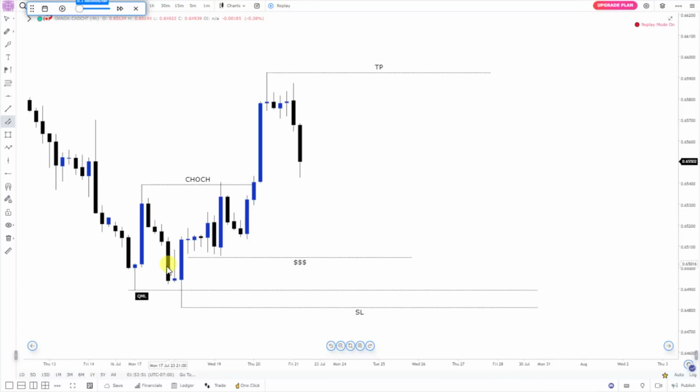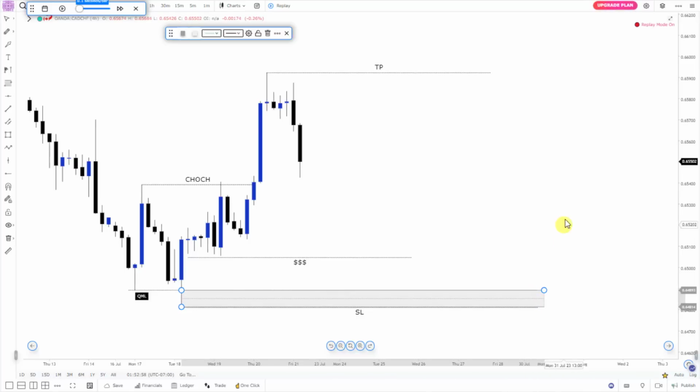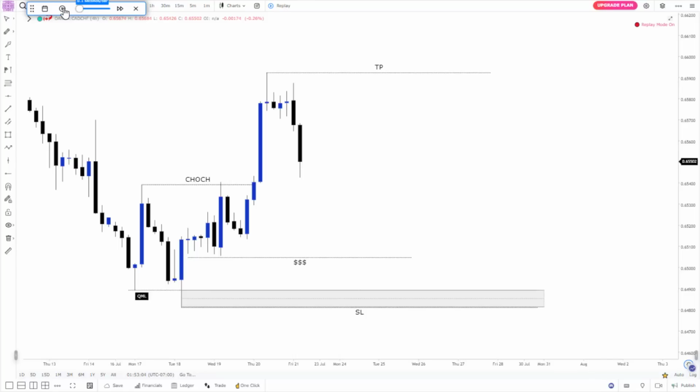If you want to make it look good, you can actually use this box to mark it out instead of using a lot of lines that might actually confuse you. So this is the simple setup and this is what it looks like. So let's play price forward and see what we have. And you see price moves to take this particular high, which we see as our take profit.